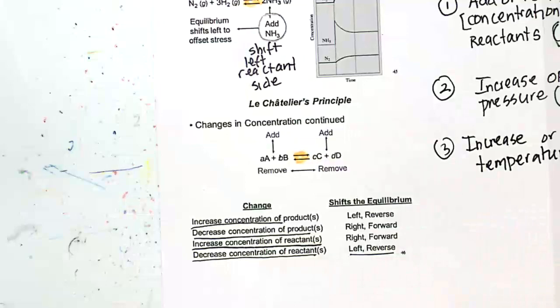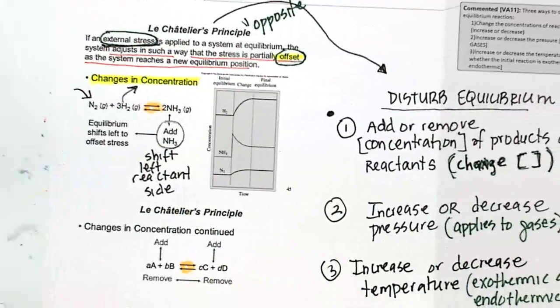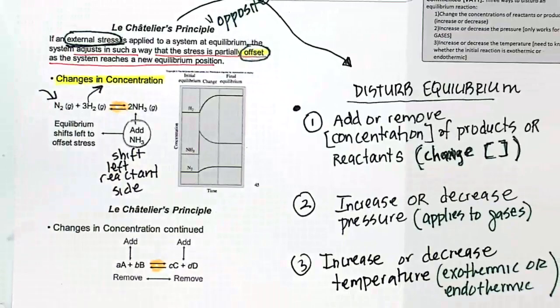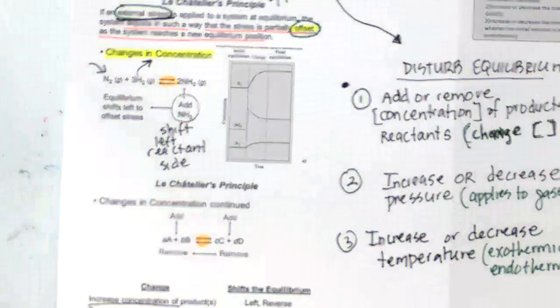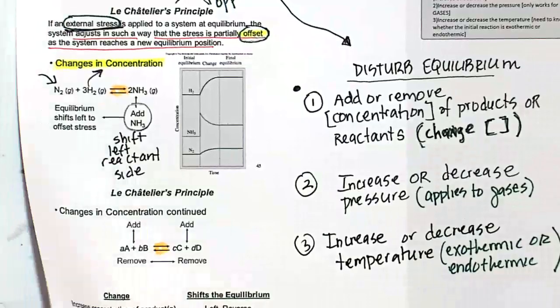All right, so that is one way we disturb the equilibrium, changing the concentrations. The second one is a little confusing because it involves increasing or decreasing the pressure, and it involves gases. This is the second condition in which we mess up the equilibrium.